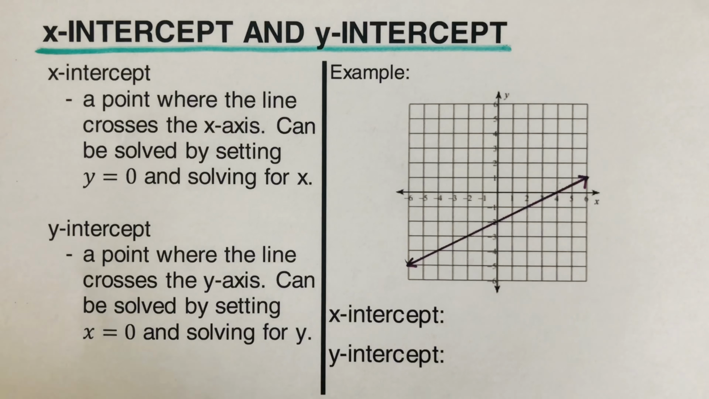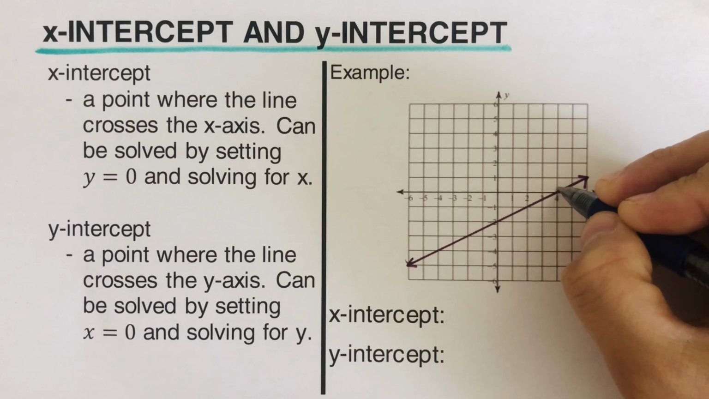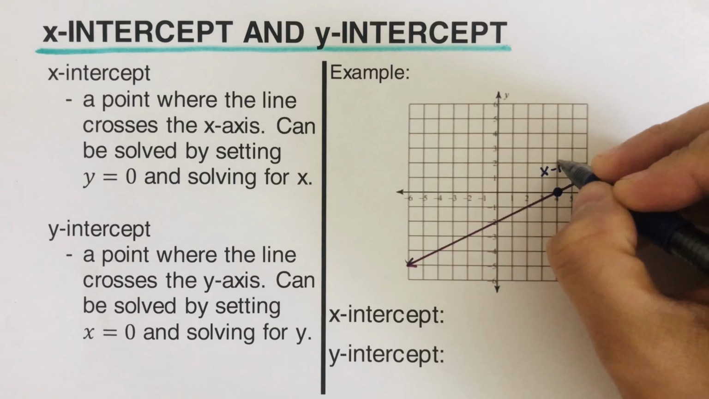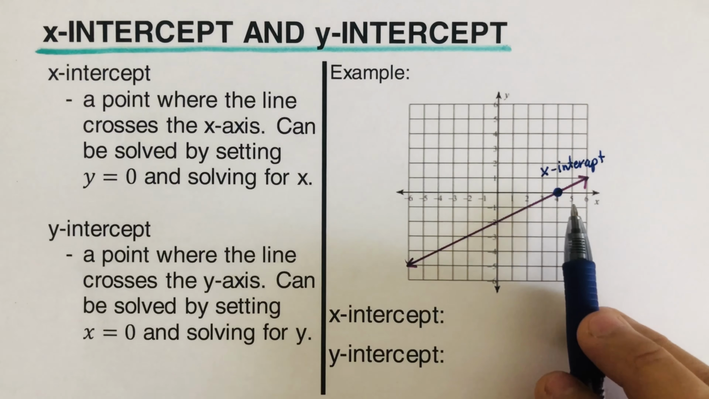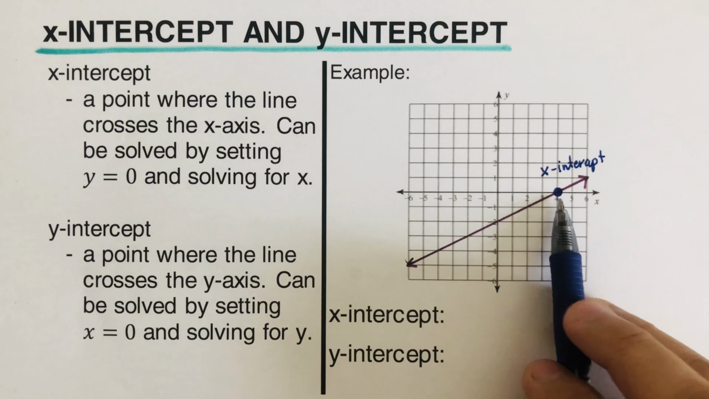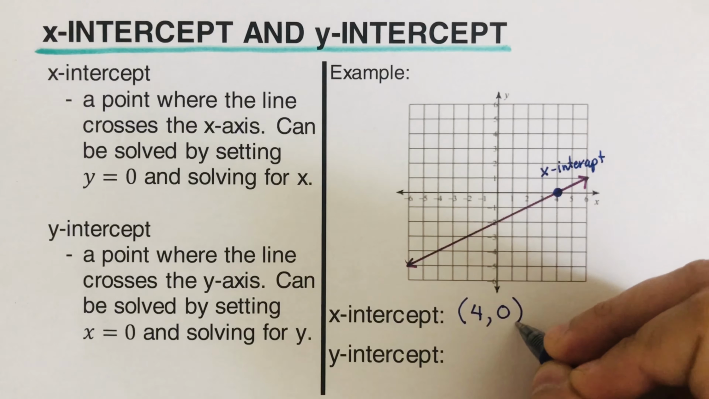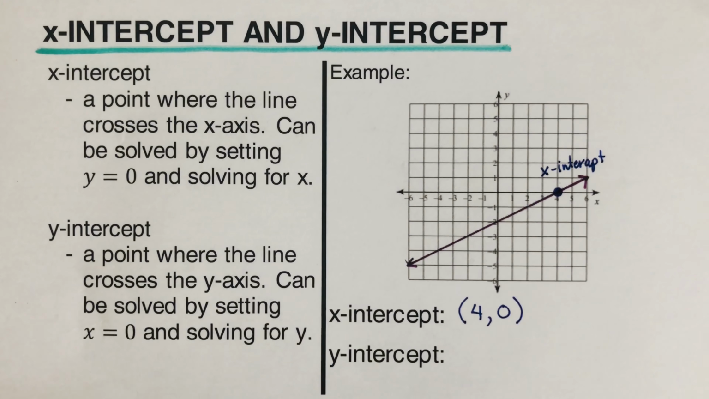Let's have the first example here. We're given the graph and we need to determine what the x-intercept is and what the y-intercept is. Again, x-intercept, where does it touch on the x-axis? In this picture, this is our x-intercept. So I can label this as our x-intercept. If we are going to find the coordinate for this, it would be at 4 and our y is 0. So the point (4, 0) for this graph is our x-intercept.